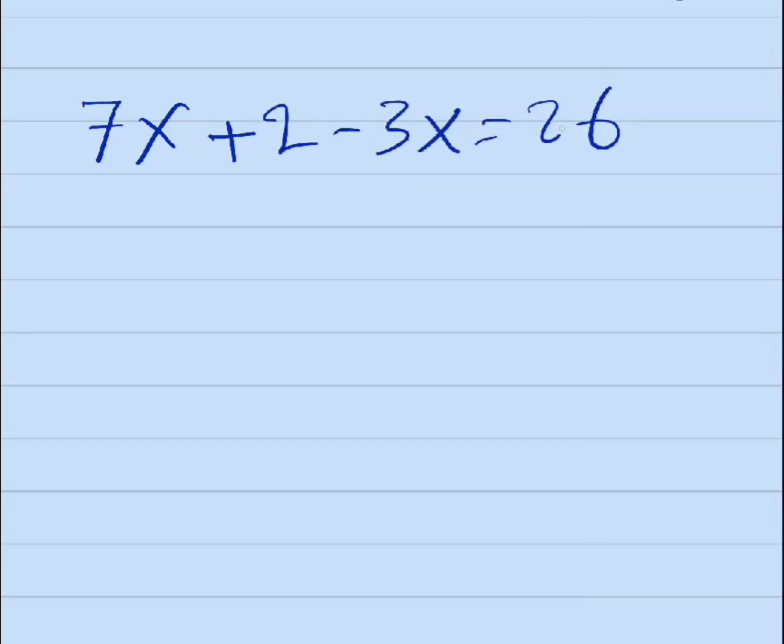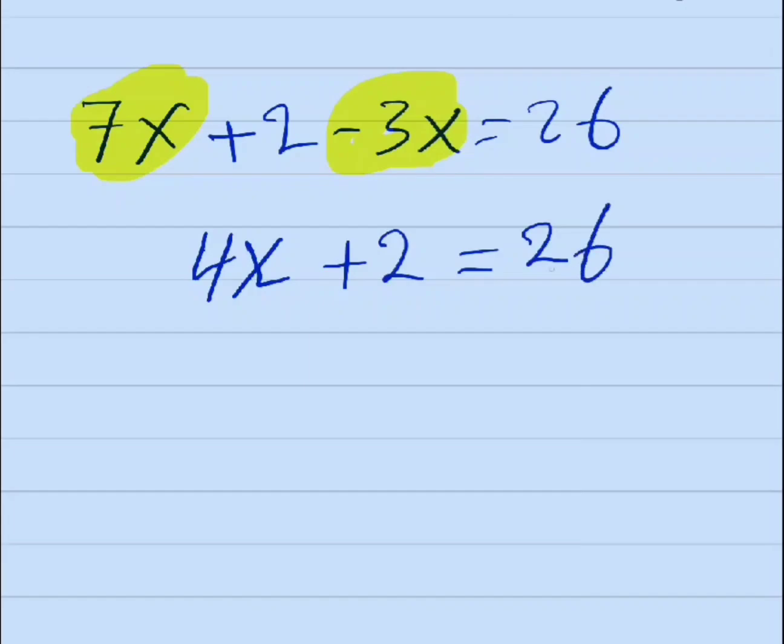And now it's your turn. Go ahead and work on this problem. Let's say that 7x plus 2 minus 3x is equal to 26. So pause the video and try that. So let's begin by combining like terms. Let's combine 7x and negative 3x. 7 minus 3 is positive 4. So we have positive 4x plus 2, which is equal to 26.